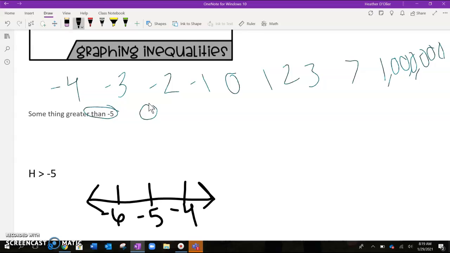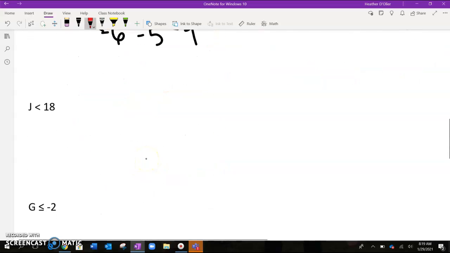So if I'm thinking of numbers greater than -5, sometimes we immediately want to say -6. However, if we're thinking about debt, if we're thinking about temperature, that's lower, okay? -4 is closer to 0, so that is a greater number. So when I graph this, I'm going to put an open circle on -5 because -5 is not a part of the solution. And I'm going to the right because all those positive numbers are greater than -5. All right, there's one example.